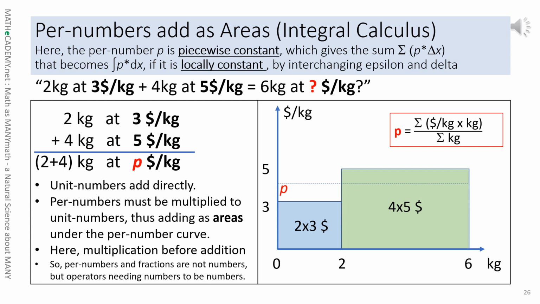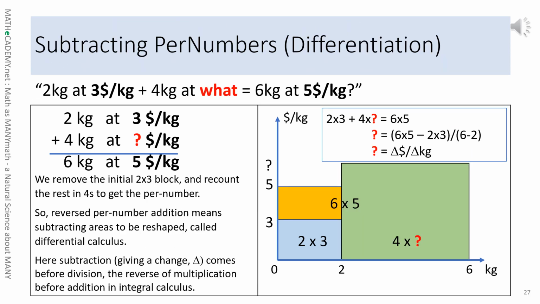Here, the pair number curve is piecewise constant. It becomes locally constant by interchanging epsilon and delta. Then the sums are replaced by integrals. Subtracting pair numbers is called differentiation.